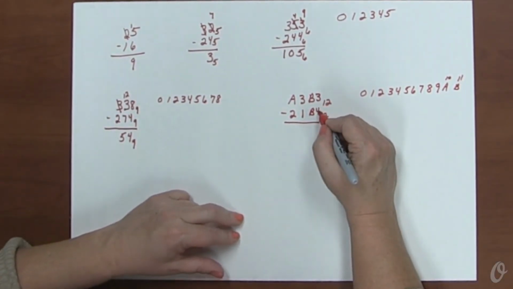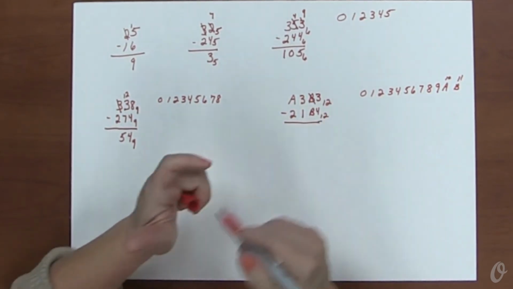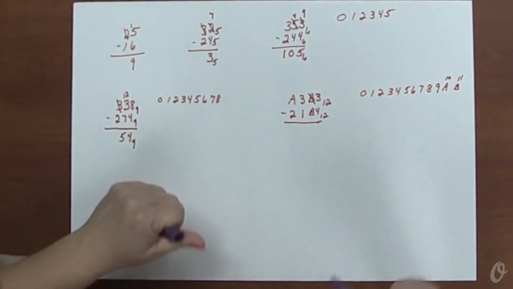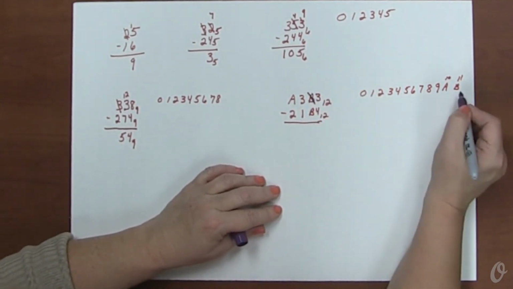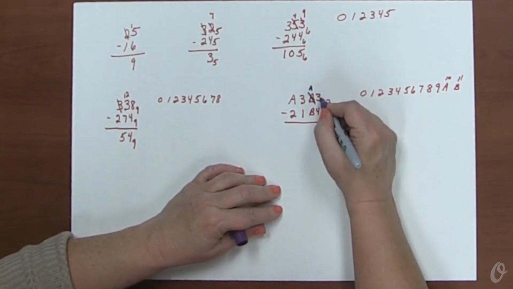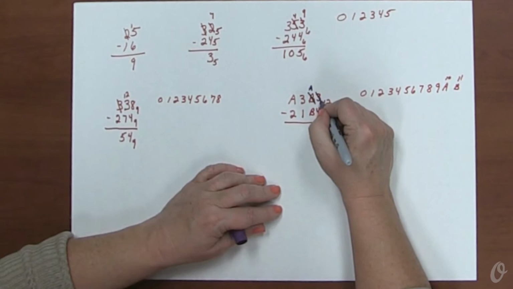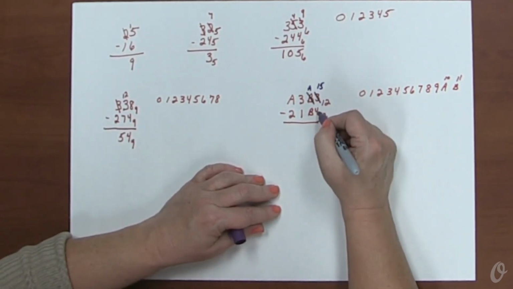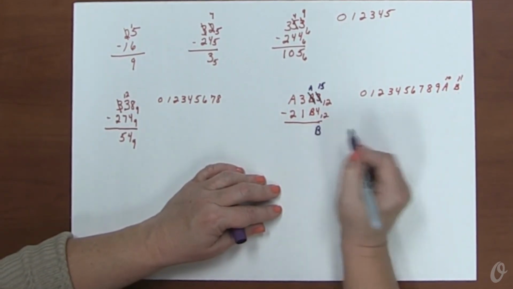So 3 minus 4 I can't do, so I'm going to have to borrow. And I'm going to switch out here so I have a different color. When I borrow here, I'm going to change this B down 1, which is A. And I borrowed 12 units. So 12 plus 3 is 15. Now 15 minus 4 is 11, and an 11 is a B.